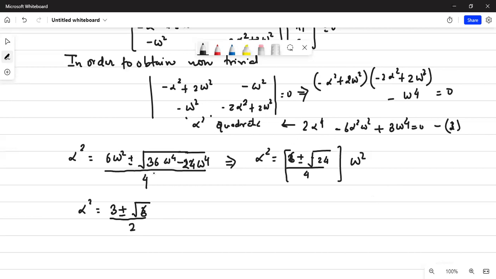6 alpha square plus minus root over 36 omega to the power 4 minus 3 minus 2 into 2, that is 4, and this will be 12, right? It is 4AC. So not 24, it will be 12 here, right? So if it is 12 here, then this will be 4 into 3, and I'll write 3. Okay, so this is how it is.